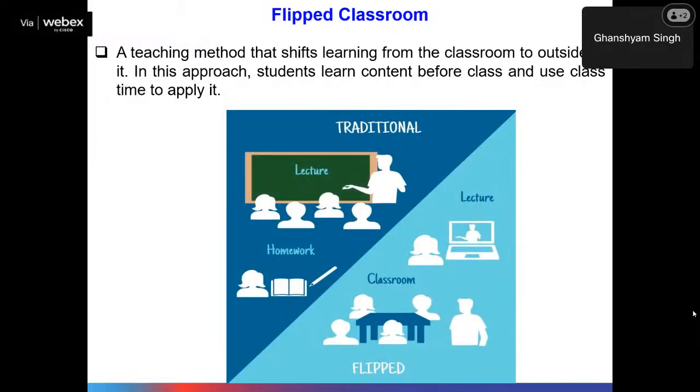Then what is a flipped classroom? As this picture shows, there are two types. One is the traditional, where the teacher is taking the lecture and then giving some homework to the students. In a flipped classroom, before taking the class, the teacher supplies some video material or some literature, and the students watch these lectures before coming to the class. That is known as the flipped classroom.